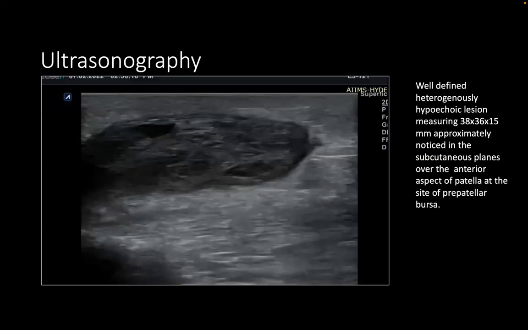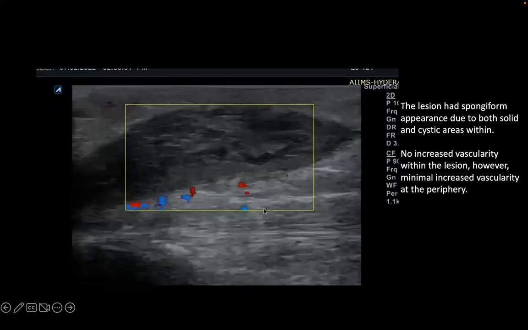On ultrasonography, we found that there was a well-defined heterogeneously hypoechoic lesion measuring approximately 3.8 by 3.6 by 1.5 centimeters in the subcutaneous plane above the tendon over the anterior aspect of the patella. And this swelling was exactly at the prepatellar bursal site. Usually, it is suggested that these swellings at the prepatellar area should be scanned with a very light hand, or a two-hand technique can be used for doing the ultrasonography.